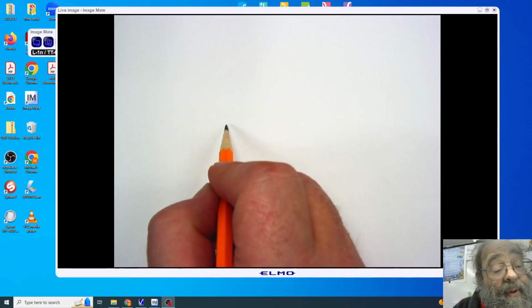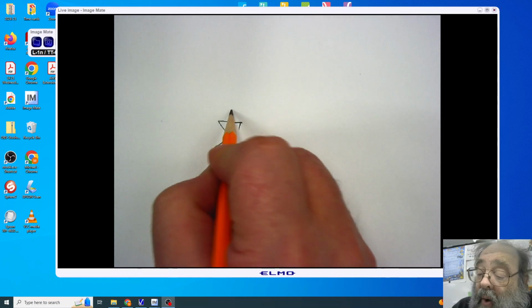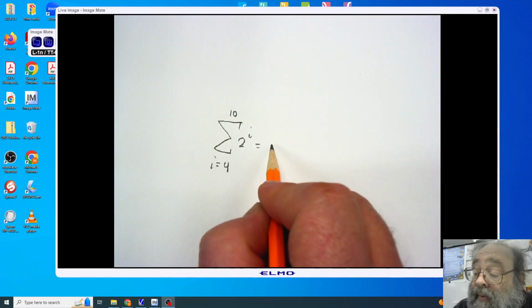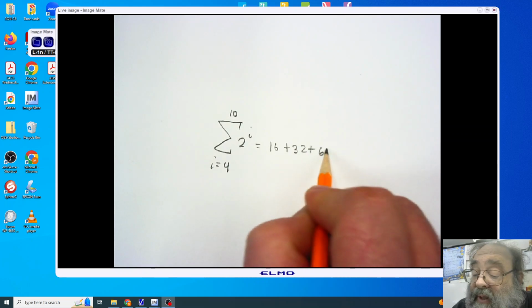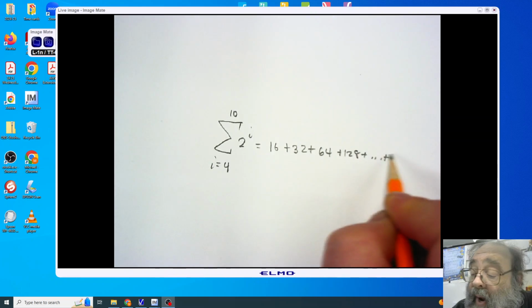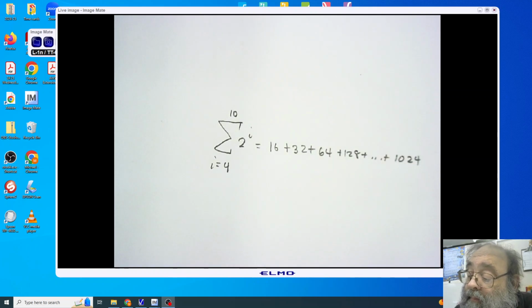What happens if our partial sum doesn't start at 1? Well, when a partial sum doesn't start at 1, we have several options, as we've seen in the past. So let's say I'm looking at i starting from 4 and going to 10 for 2 to the i. Well, this is now starting on the 4th term, which we saw was 16, adding 32, then 64, then 128, and we're going all the way up to the 10th. 2 to the 10th is 1,024.